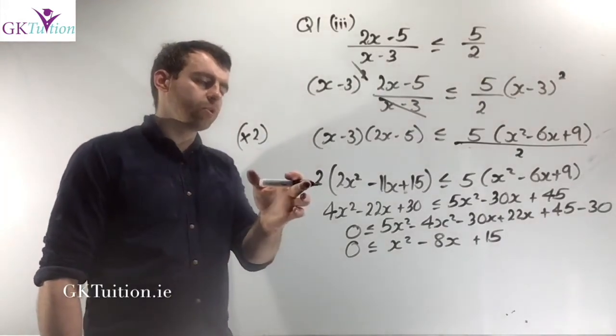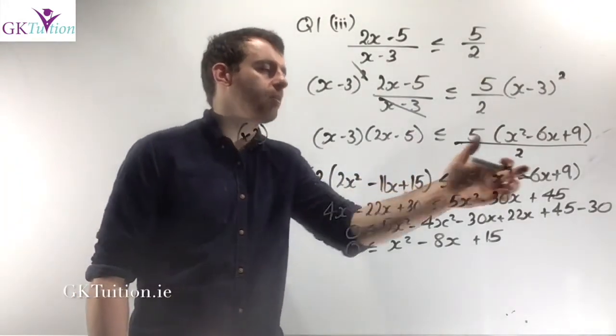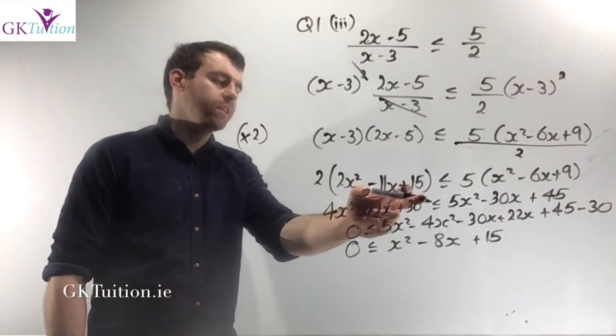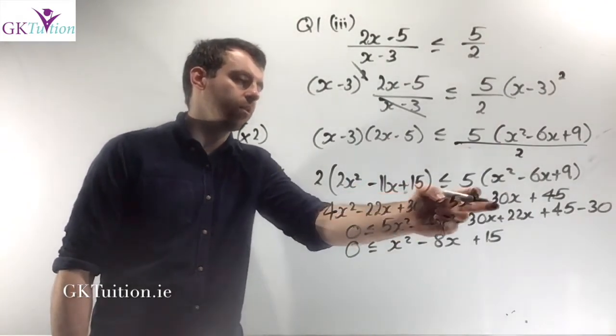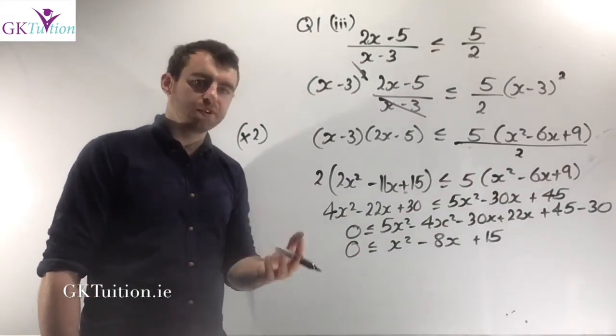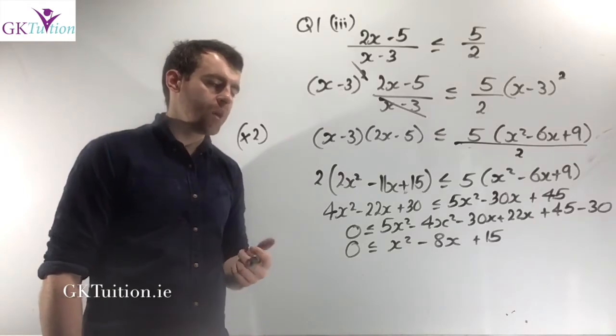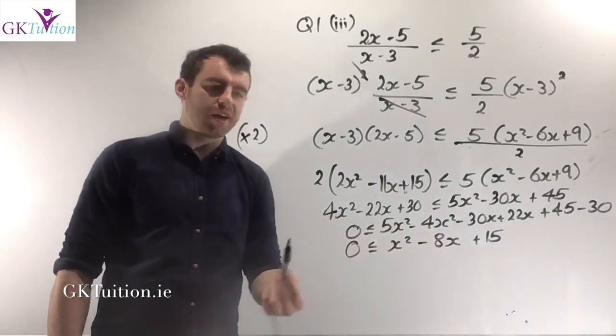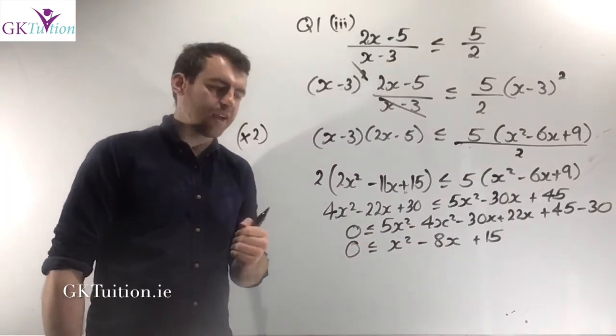At this stage I just multiplied 2 by this quadratic and 5 by this quadratic, and I ended up with 4x squared minus 22x plus 30 is less than or equal to 5x squared minus 30x plus 45. I decided then to move everything to one side because I have a quadratic equation. And it's easier to move everything to the right hand side because the value for x squared is larger, and it means I'll have a plus x squared.